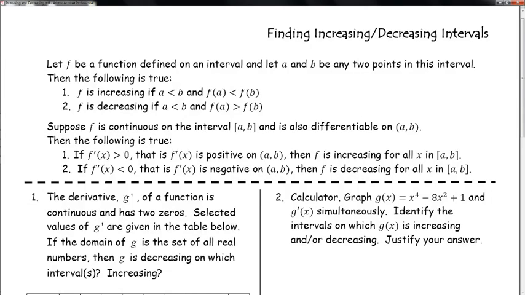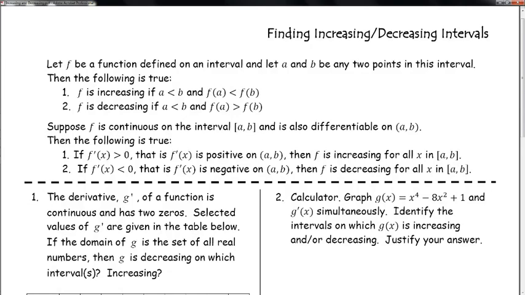If f is increasing, then the y-coordinates are going to be less than each other. If f is decreasing, the first y-coordinate will be greater than the other. And suppose f is continuous on the interval from a to b, and it's also differentiable. If the derivative f prime is greater than 0, that is positive, then f is increasing.